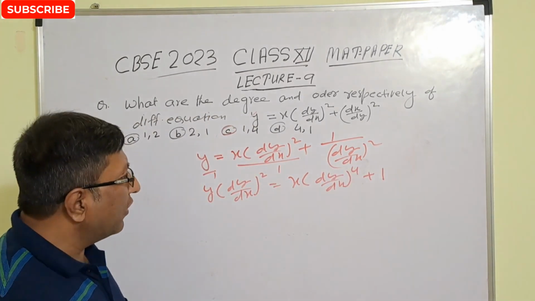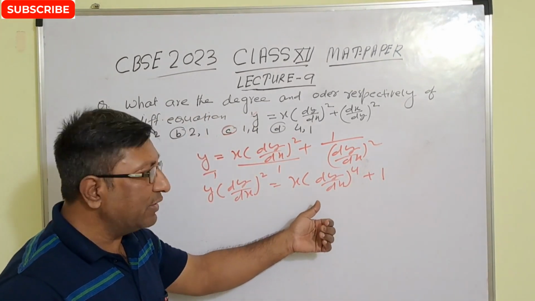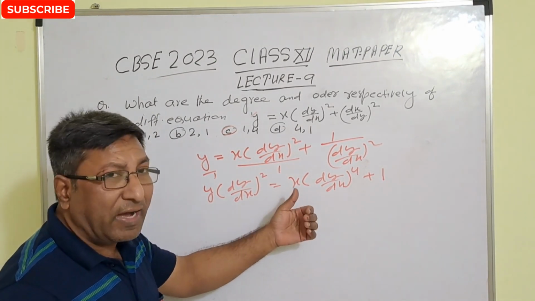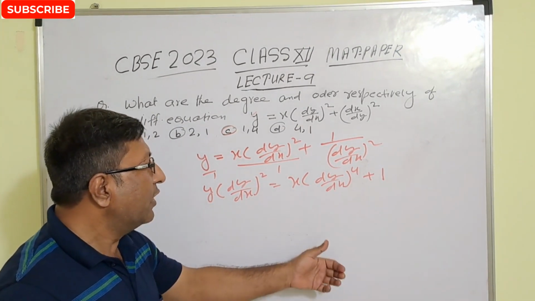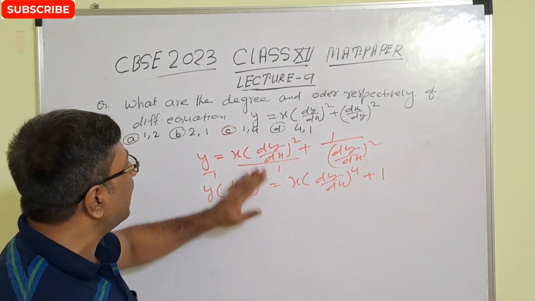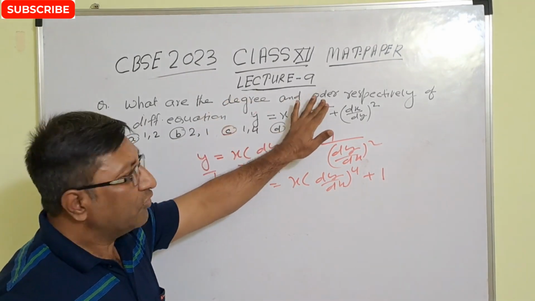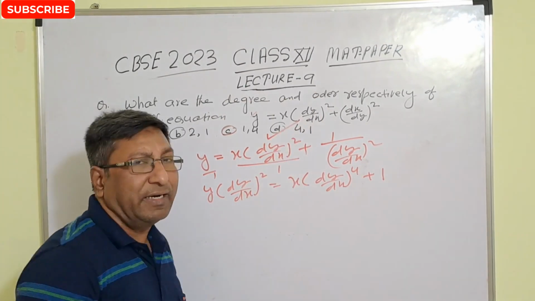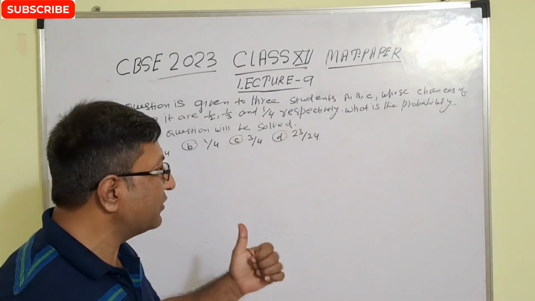Now we know order means highest derivative, and the highest derivative is only 1, and degree means power of the highest derivative, that is maximum 4. So order 1, degree 4. My question is degree and order, first degree, then order. So 4, 1 is the correct answer. D is the right answer.